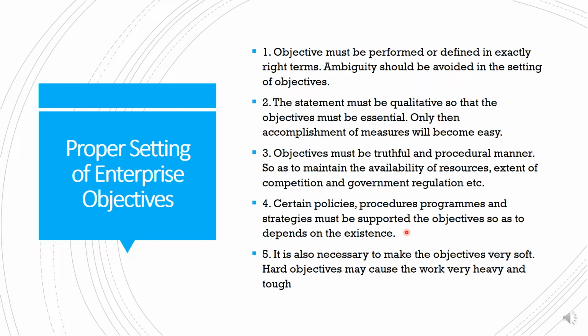Then certain policies, procedures, programs, and strategies must support the objective. That means the objective has to be backed up by certain policies, procedures, programs and strategies. If you've said that you will be opening 5 in south, what would be the strategy, where would you be opening first, whether you would be testing the waters, what procedures will you follow, everything has to be in line. Just saying it vaguely would not count. You have to check your resources, see how you would be putting those resources to use, and then formulate your objective.